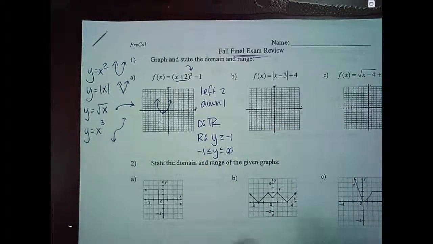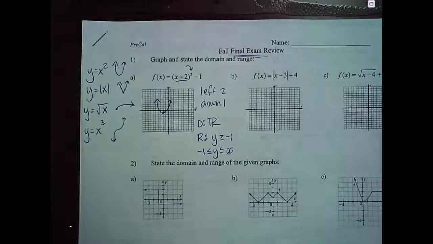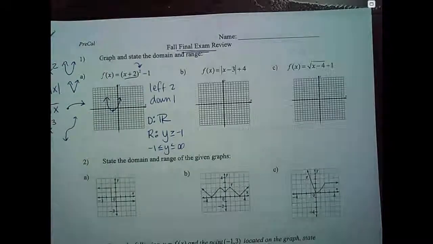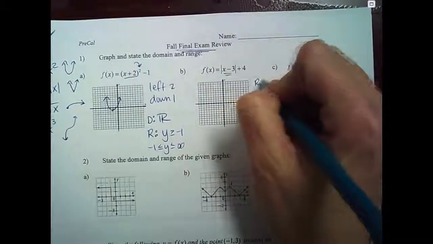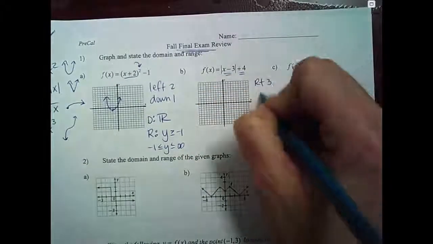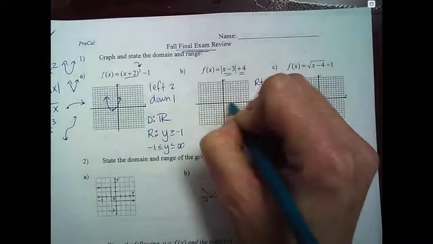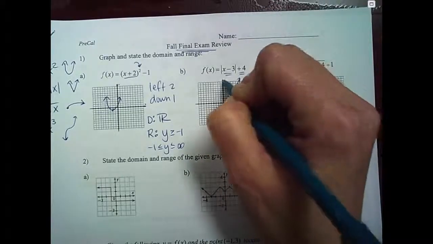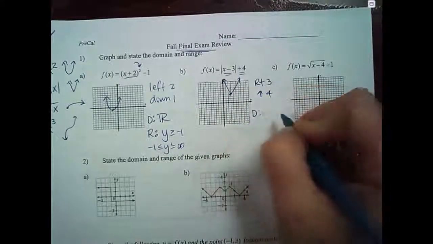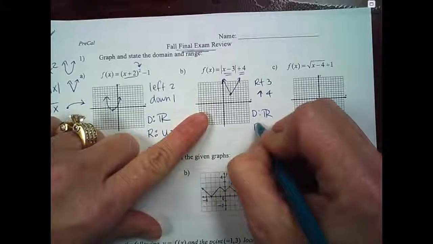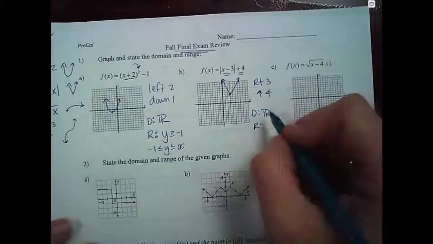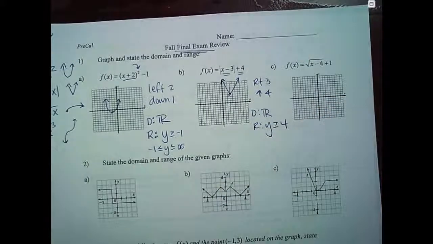Okay, I'm going to give you a second to do B and C. All right, this is a V graph. So we're going to go right 3, and this means up 4. And sketch a V. For my domain, again, would be all real numbers. And my range, if you look at the range, it starts at 4 and goes up. So y is greater than or equal to 4.